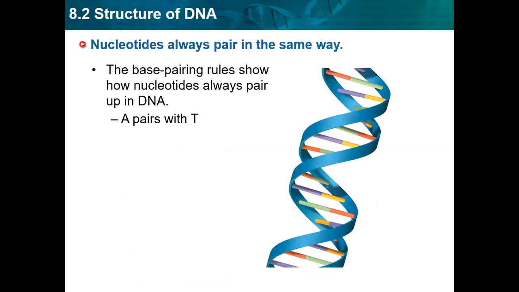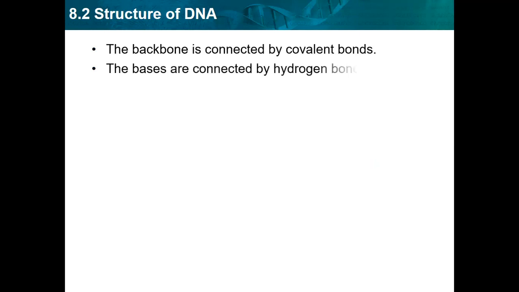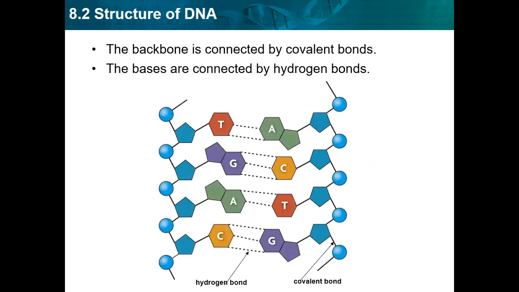So the nucleotides always pair in the same way. There is no time you see the pairing happening differently. A will pair with T, and C will pair with G. This is the reason we get an even width of the DNA molecule, because a pyrimidine, which is a single ring, pairs with a purine, which is a double ring, and the helix has a uniform width. This is exactly what we're working towards. Now, this is what it looks like when the combination is completed.